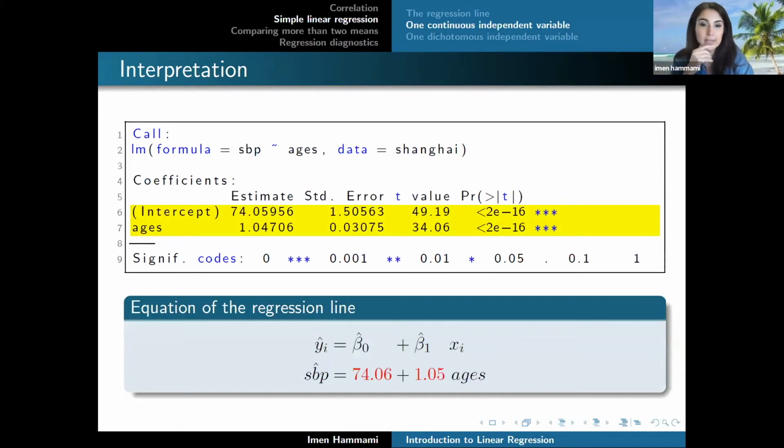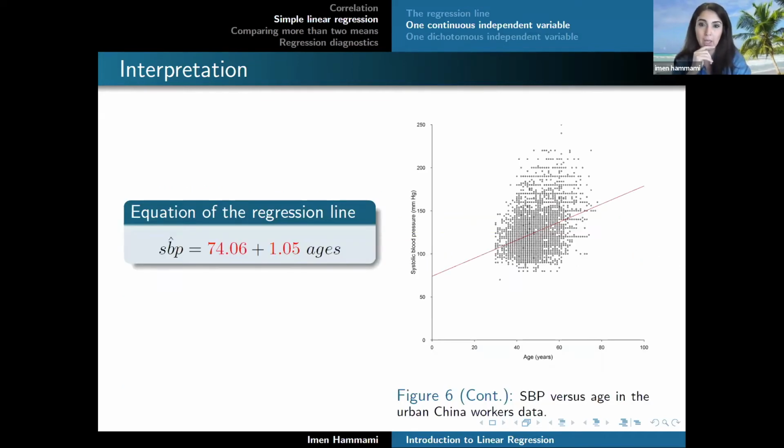Okay. So now, how to interpret these numbers? I have my intercept, which is the point where the line crosses the y-axis, and I have my slope, which is 1.05, say. Okay, so let's draw the line. This is my intercept, which is 74, and I have a slope of about 1.